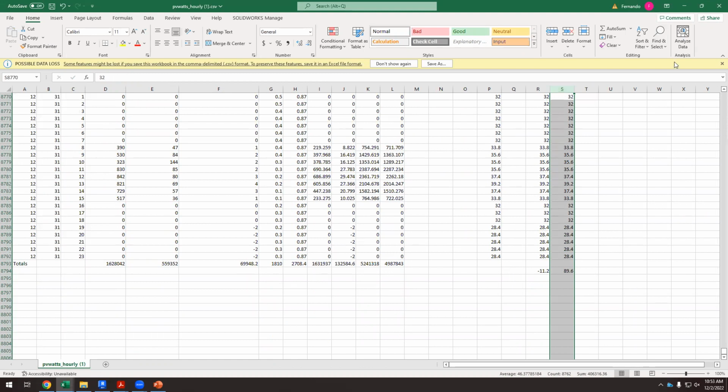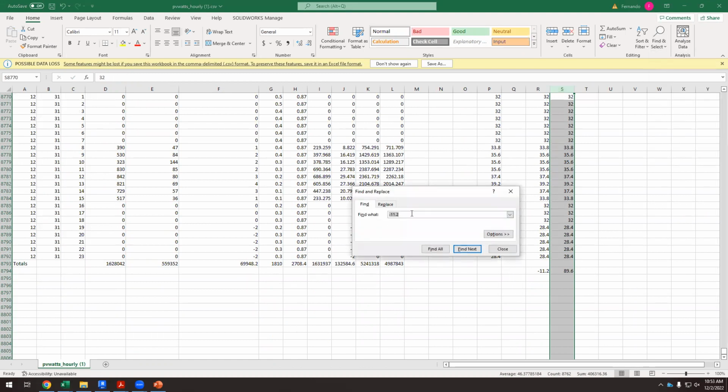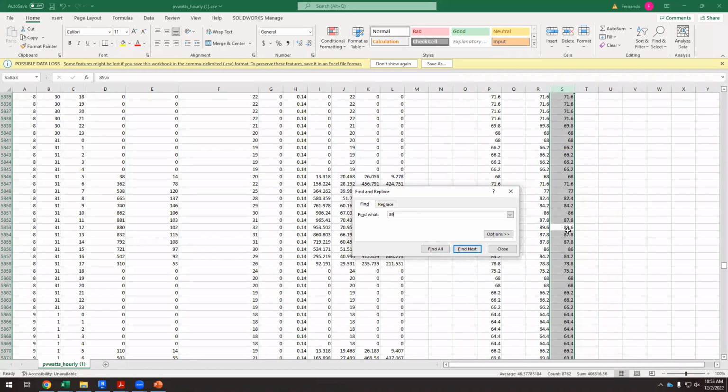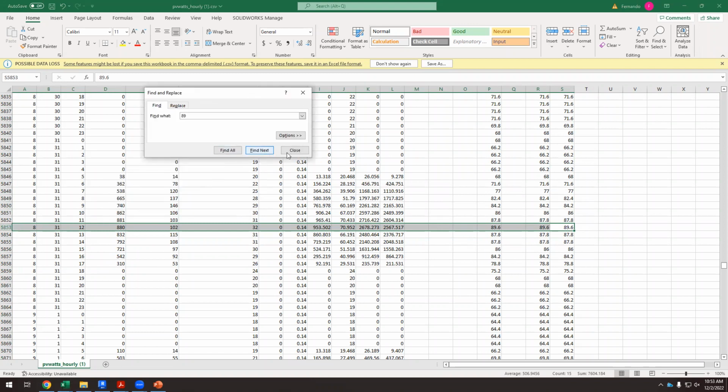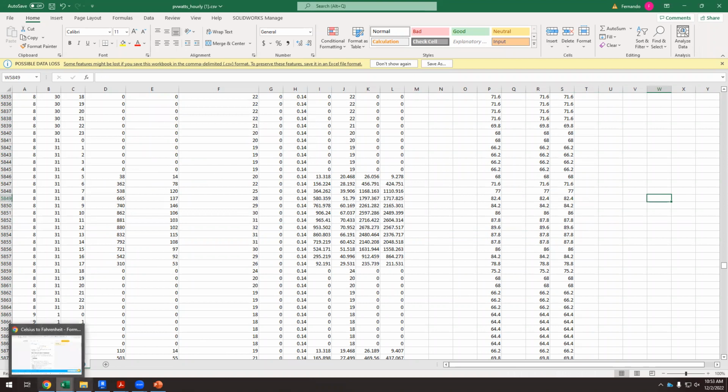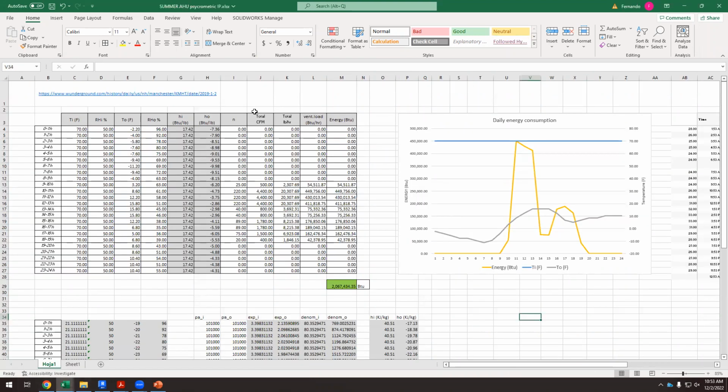Now, on what day do we have 89? Select, find. We type here 89, find next. So that day is the maximum temperature, and that happens on August the 31st. Okay, so in summer, I should select that day, August the 31st, because it's the hottest day. Again, we have to do this for a day in winter, and then for a different day in summer.